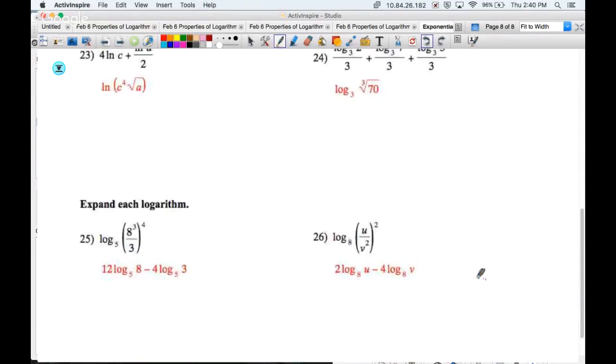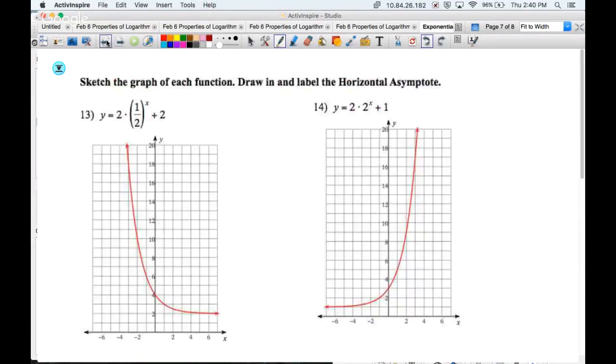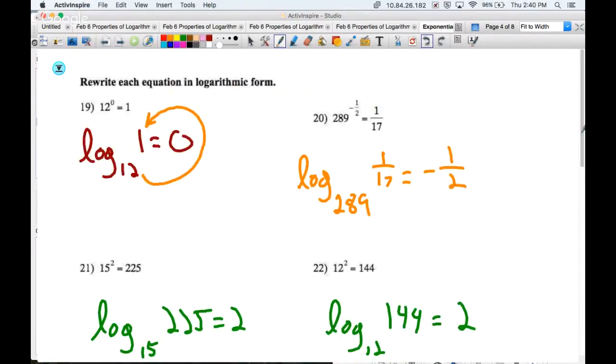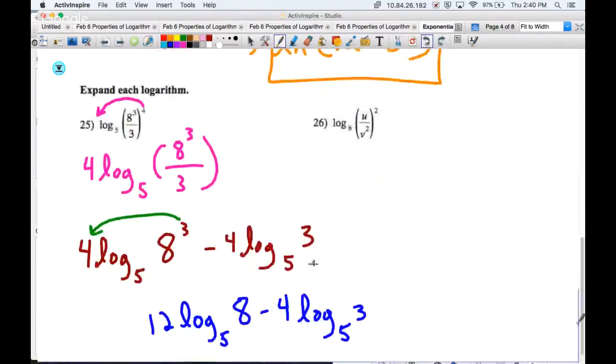12 log base 5 of 8, 4 log base 5 of 3. All right, more condensing, expanding to come before the test. We'll definitely keep practicing that. Hopefully those 4 problems, though, will be good practice so that we'll have to cover less bases before the test.